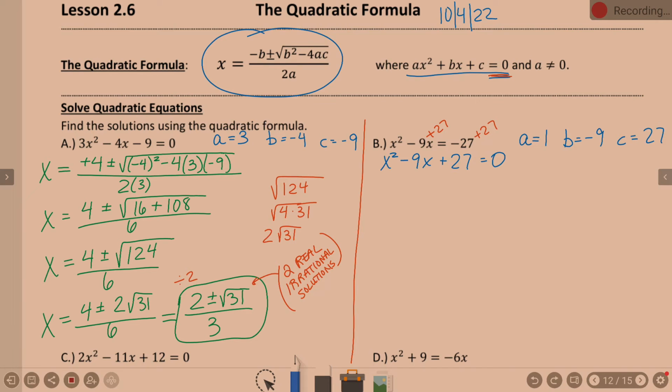Are you filling into your quadratic formula? In practice, make sure you know how to do this. X equals negative B. So negative of negative 9 is going to be positive 9. Plus or minus the square root, B squared, negative 9 squared, minus 4 times A, which is 1, times C, which is 27, all over 2 times A.